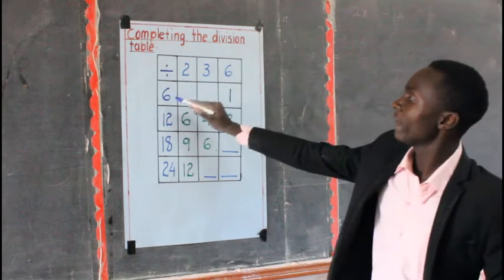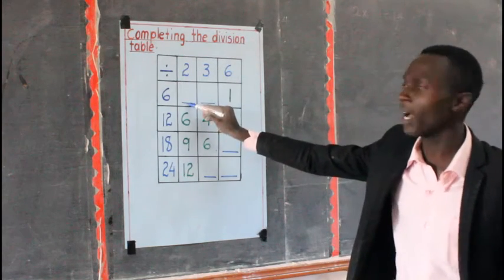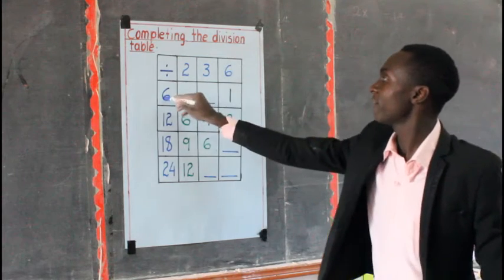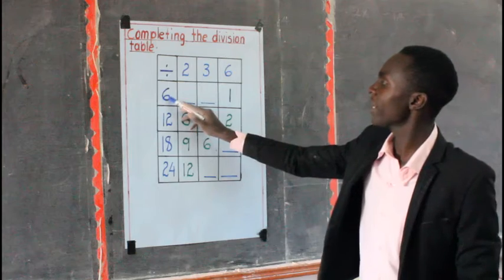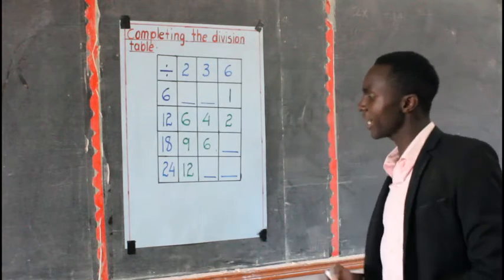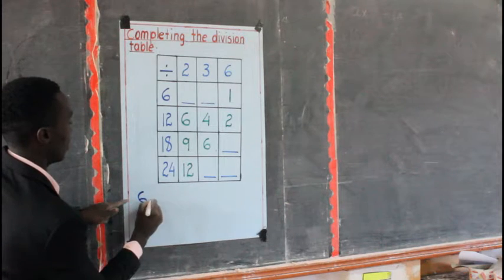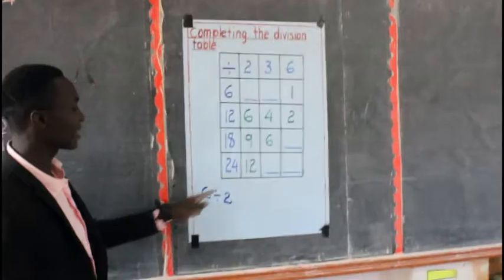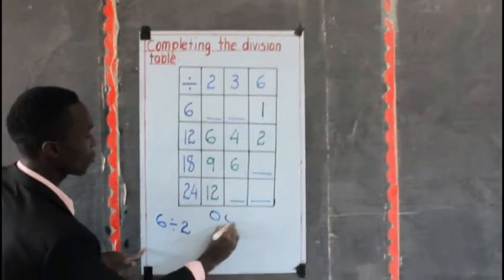So we divide 6 by this one, hence getting an answer here. We divide 6 by 3, getting an answer here. Divide 6 by 6, getting an answer here. So let us see. When you divide 6 by 2, what do you get?